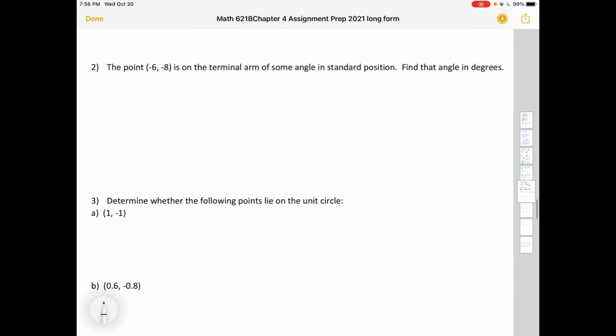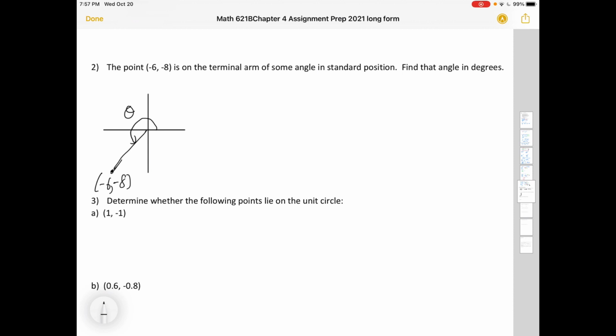Number 2, negative 3, negative 4 is on the terminal arm of some angle in standard position. Find that angle in degrees. Oh my gosh, they told me a point. I am going to draw that point, because I feel like I'm less likely to botch it if I draw it. So there's the point. It's on some terminal arm, and I'm wondering, what is this angle theta here?